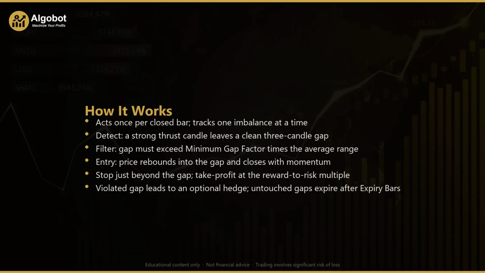The stop loss is set just beyond the gap and the recent low, cushioned by the stop buffer multiplier. The take profit is then placed at a reward-to-risk multiple, defaulting to 2-to-1. If instead price closes fully through the imbalance, the gap is considered violated. With hedging enabled, an opposite position is opened in the inverted direction with its own stop and target, so an invalidated gap can become the next idea rather than simply a loss. Untouched gaps expire after the expiry bars count, keeping the strategy focused only on fresh structure.